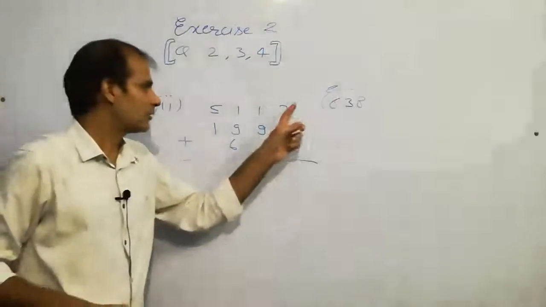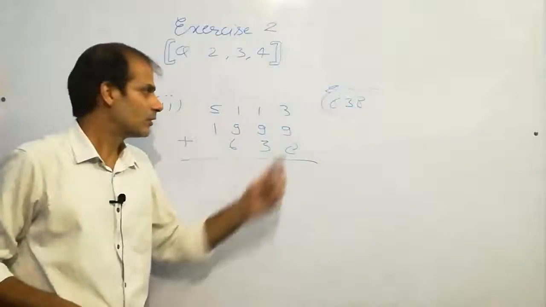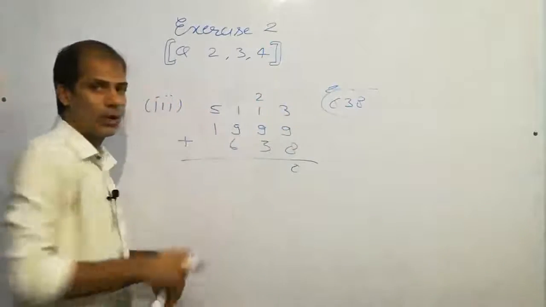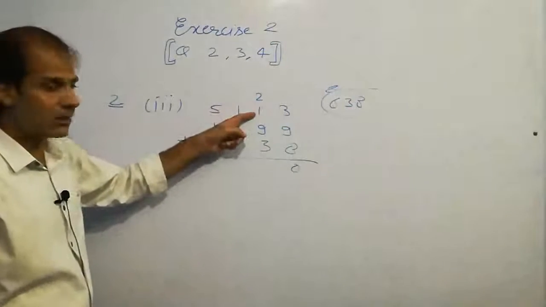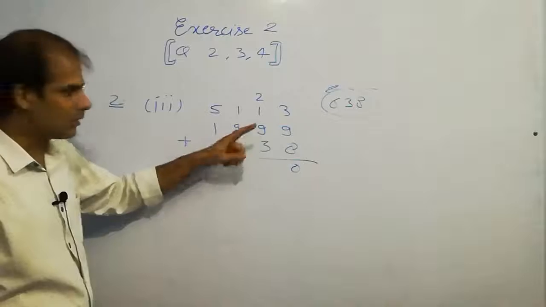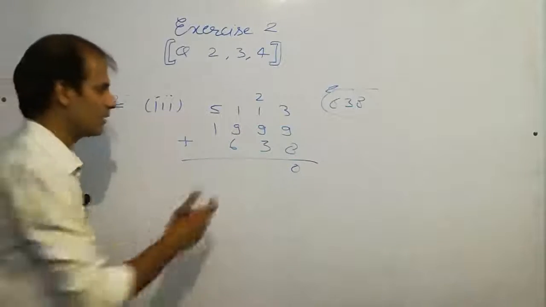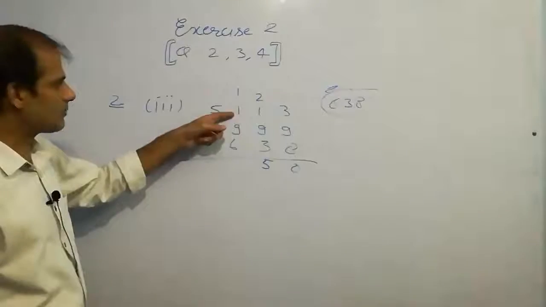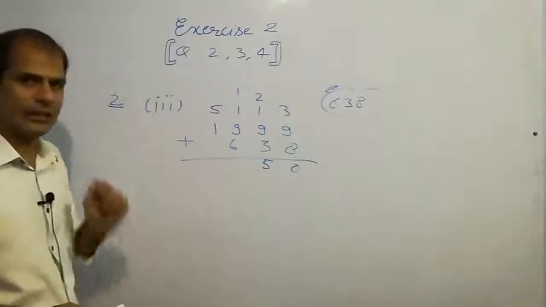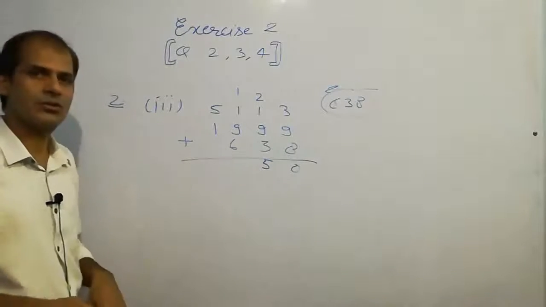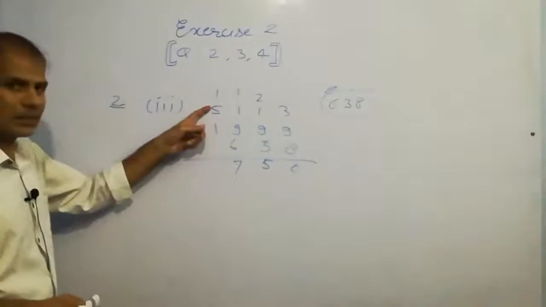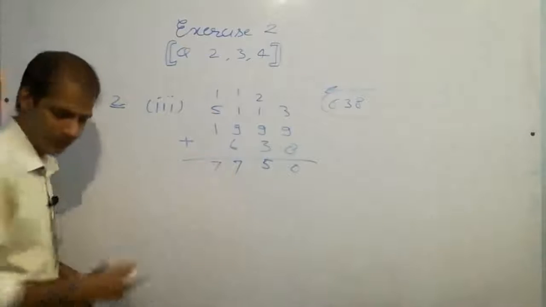Now add this: 3 plus 9, 12. Then 12 plus 8, 20. We will write 0 and 2 carry. 2 plus 1, 3. 3 plus 9, 12. 12 plus 3, 15. We write 5, 1 carry. 1 plus 1, 2. 2 plus 9, 11. 11 plus 6, 17. 7, 1 carry. 1 plus 5, 6. And plus 1, 7.